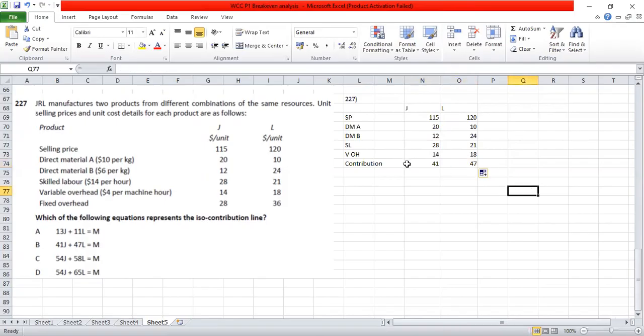Now what have we to do? We just have to substitute this contribution per unit in each of these four alternatives A, B, and C, and then check which one has the point at its maximum. So option A. So A talks about M is equal to 13 into, for J it is 41, plus 11 into 47. Check how much does it come up to.